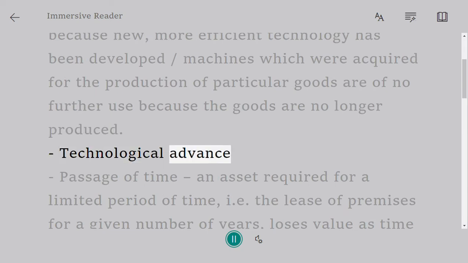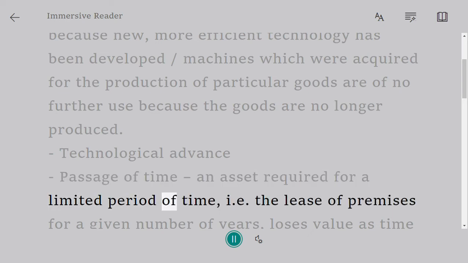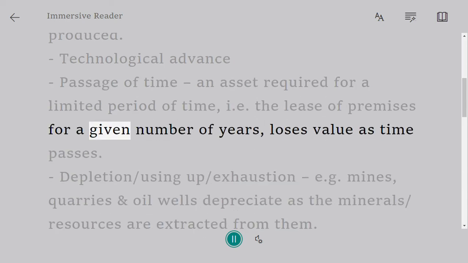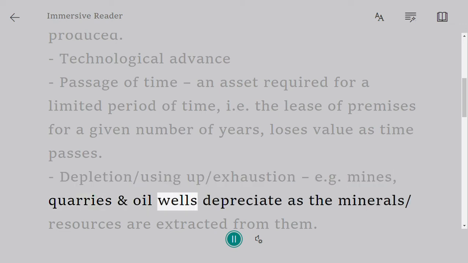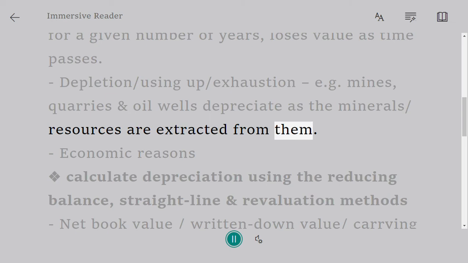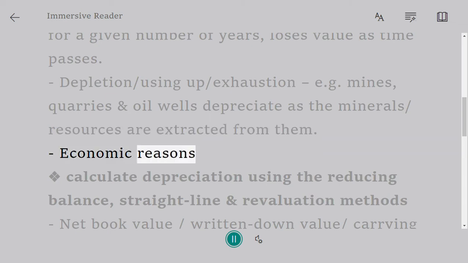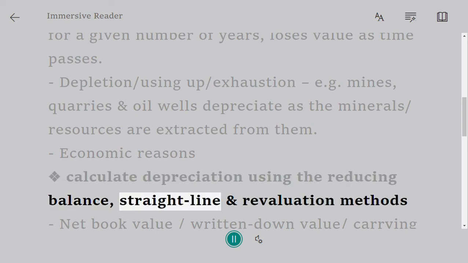Technological advance. Passage of time: an asset required for a limited period of time, i.e. the lease of premises for a given number of years, loses value as time passes. Depletion / using up / exhaustion, e.g. mines, quarries and oil wells depreciate as the minerals / resources are extracted from them. Economic reasons. Calculate depreciation using the reducing balance, straight line and revaluation methods.